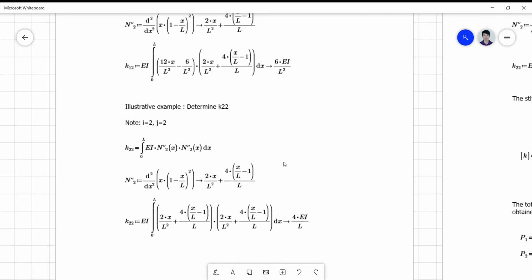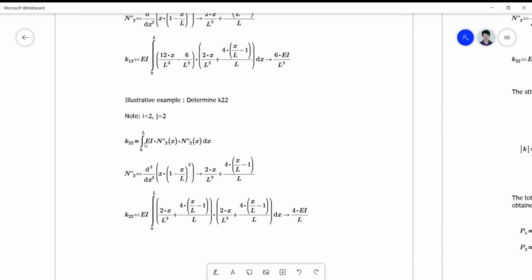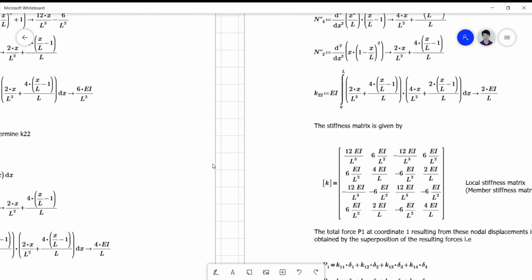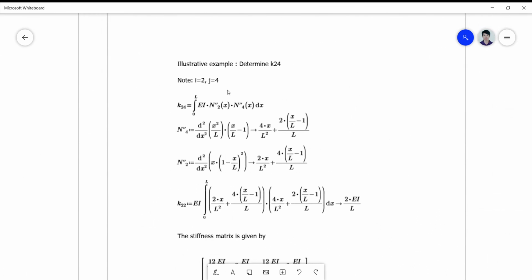Okay, so to determine K22, note I equals 2, J equals 2. Again, plug in N2 double prime. You just take the second derivative of your N2, then plug it there, you get this one. See how it works. And K24, I equals 2, J equals 4. N4 double prime is the second derivative of N4, and this is now your N4. This is your N2 as derived a while ago. You plug N2 and N4 there, you get your K24.